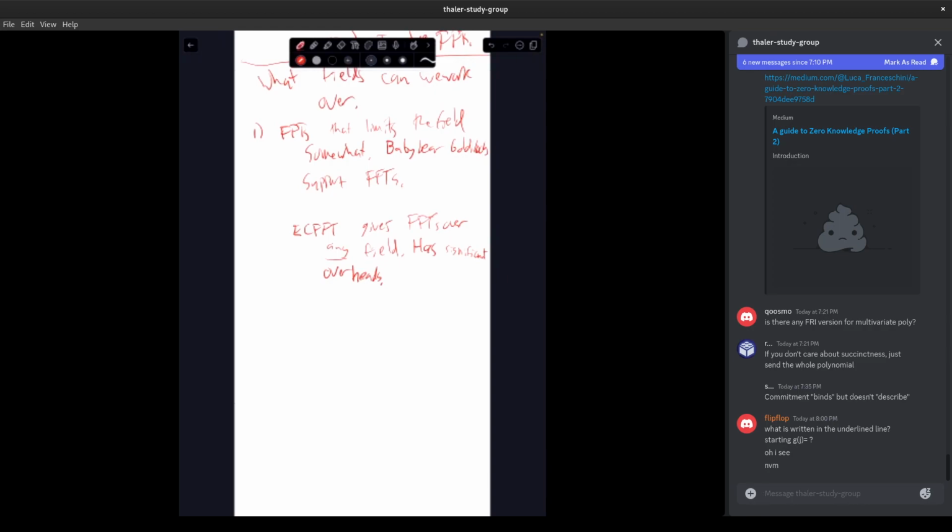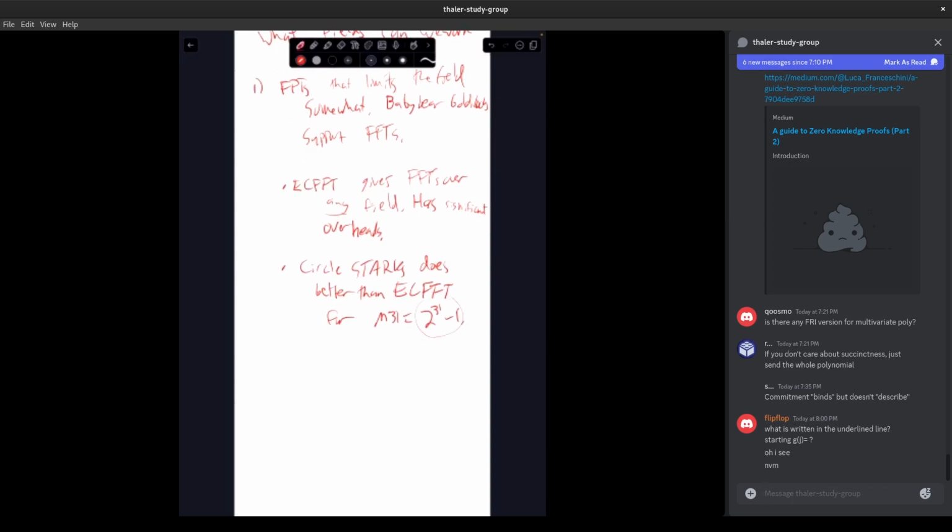I'll be vague as to what the overheads are, and how much they matter might depend a little bit on context. So it largely hasn't caught on, but now there's something called Circle STARKs, which does better than ECFFT for a specific field called M31, the field of size 2 to the 31 minus 1. This is a really nice field because it's a Mersenne prime, and this means field arithmetic is really, really fast. It's like 40% faster than the Baby Bear field, for example, even though they're both 31-bit fields.